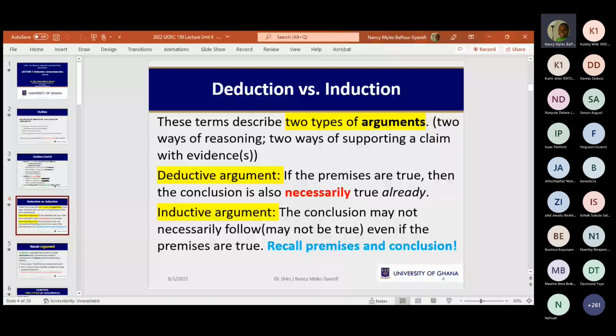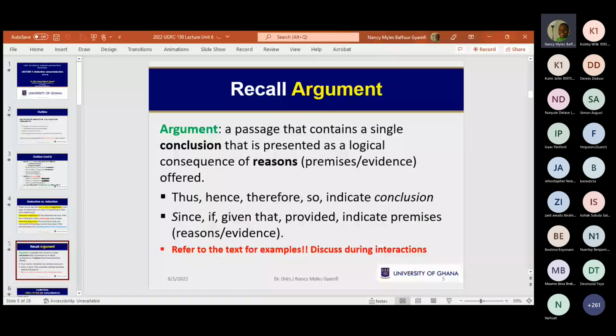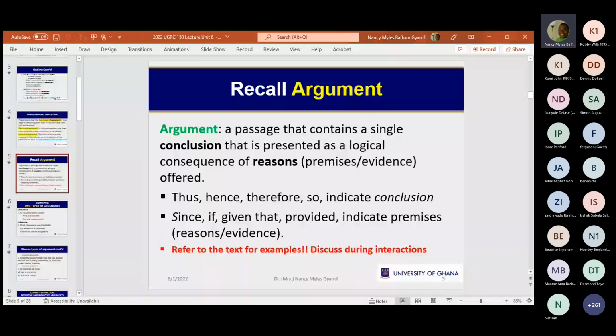But in contrast, we saw what? Inductive argument, where it is possible for the premises to be true. If we even assumed it to be true at all, we can assume that a premise to be true, and yet we are not obliged necessarily to accept the conclusion that comes with it as also true. And so we revised premises and conclusion, how to identify them and stuff to help our understanding.